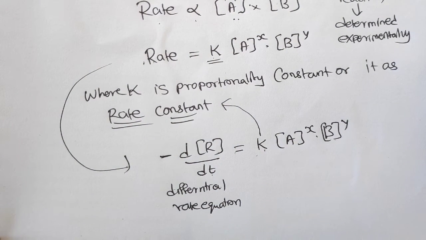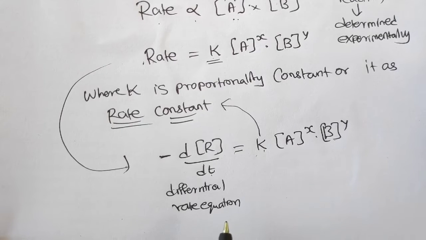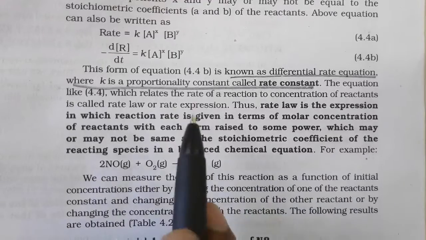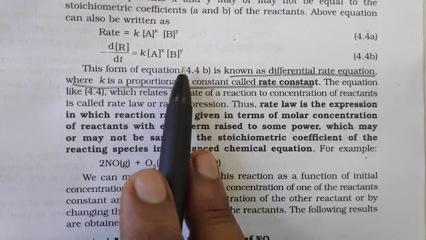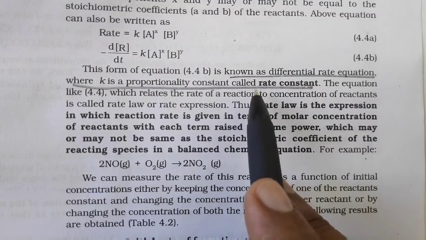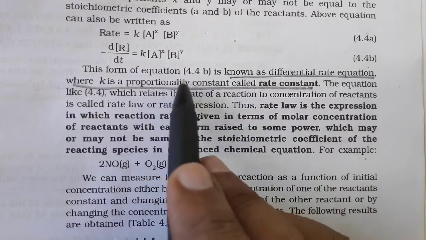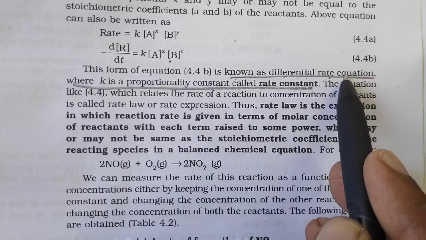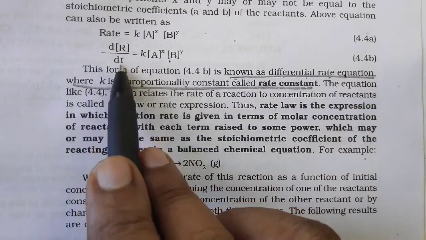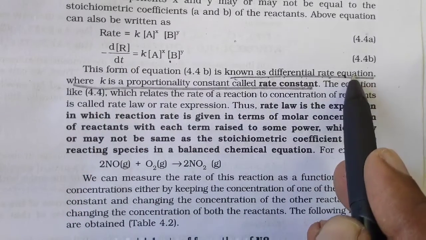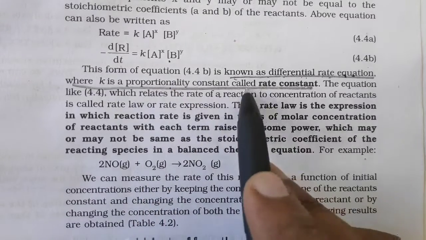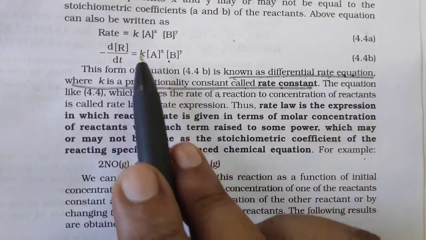Okay, now you can go through your textbook. I will just explain it through your textbook also, though this part will be clear. This is the part we have discussed from your textbook, page number 101. You can see this 4.4b is known as the differential rate equation. That is, if dr by dt is written, it is called the differential rate equation, where K is the proportionality constant, or called the rate constant, the K we are talking about.